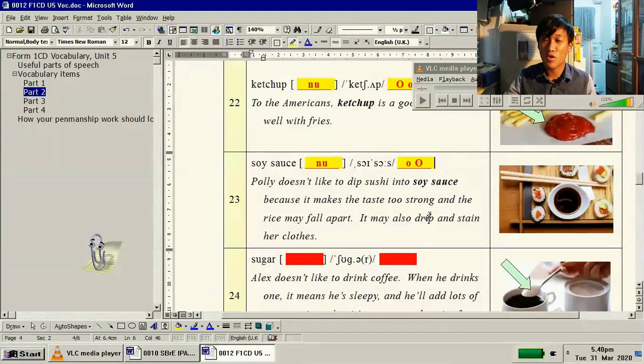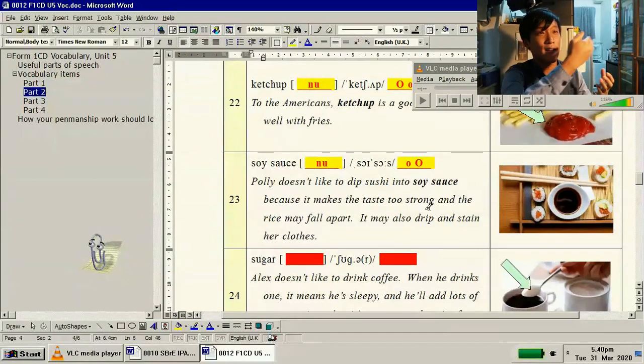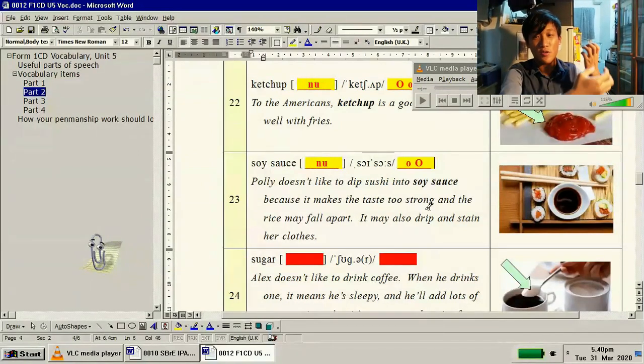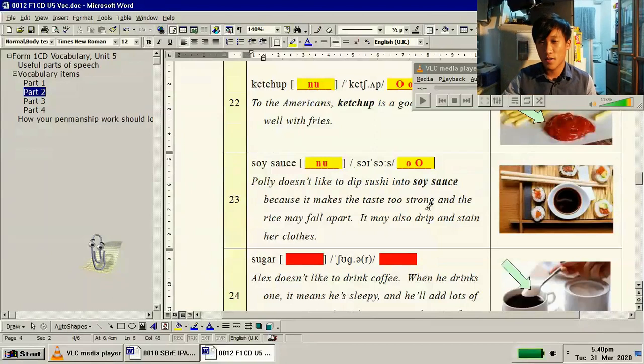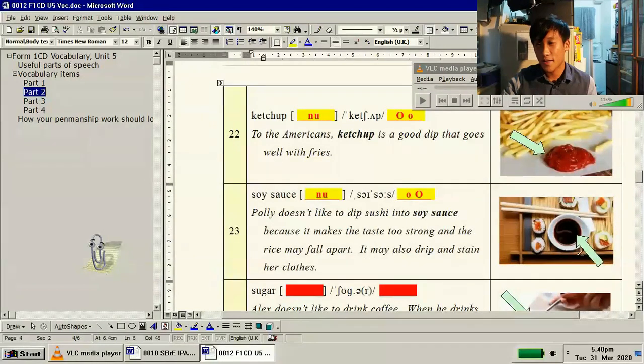Okay, it may also drip. So when you have too much soy sauce and it comes down, when you try to put it in the mouth, and then in the middle, the soy sauce drops or drips. When it drips, it stains your clothes, makes them dirty, and leaves a color mark on your clothes. And I'm not sure if your mom will scold you if you stain your clothes. Okay, so this helps you remember the meaning.